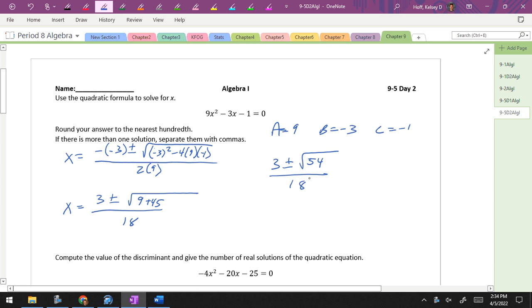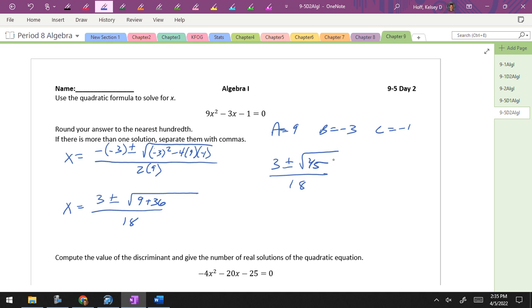So I got mine all the way down to 3 plus or minus the square root of 54 divided by 18. 54. Oh, my bad. Whoa, my bad. Thank you for checking me. Okay.